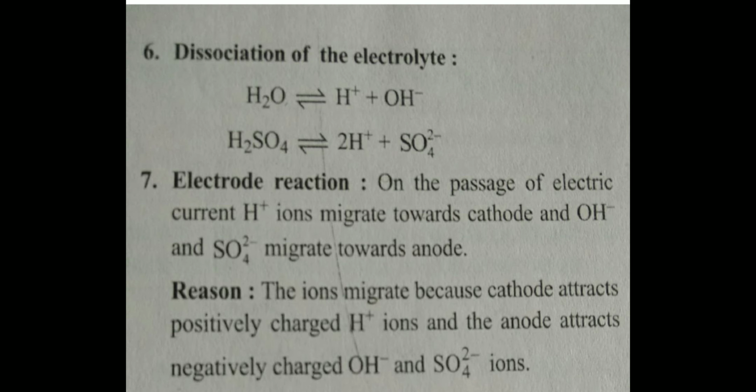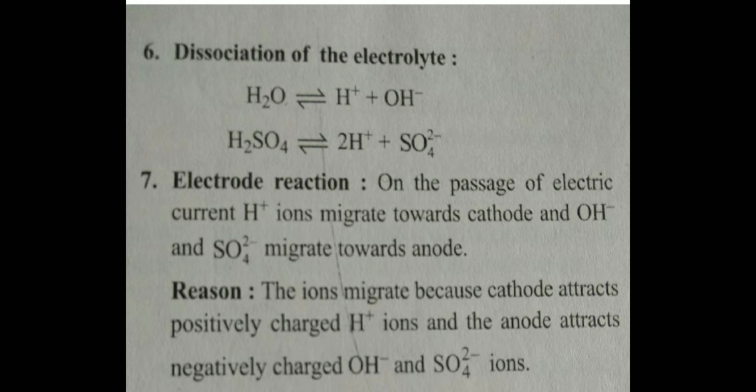Dissociation of the electrolyte. Water dissociates into hydrogen and hydroxyl ions, whereas sulfuric acid dissociates into hydrogen and sulfate ions. Electrode reaction: on the passage of electric current, hydrogen ions, that is the cations, migrate towards the cathode and hydroxyl and sulfate ions migrate towards the anode.